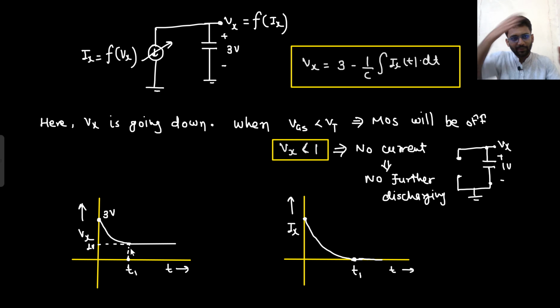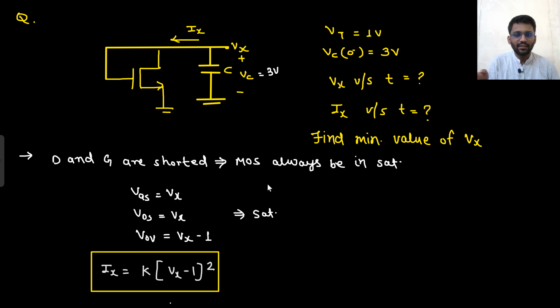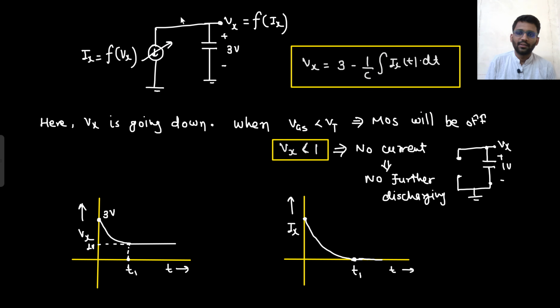After that there will be no Morse current. If there is no Morse current, then this will be your Ix only. This was your Ix. There will be no Morse current, so after that there is no current. That means your Ix is equal to 0. So if Vx has reached 1 volt, your Ix will be 0 only. So that's it. That would be the graph.